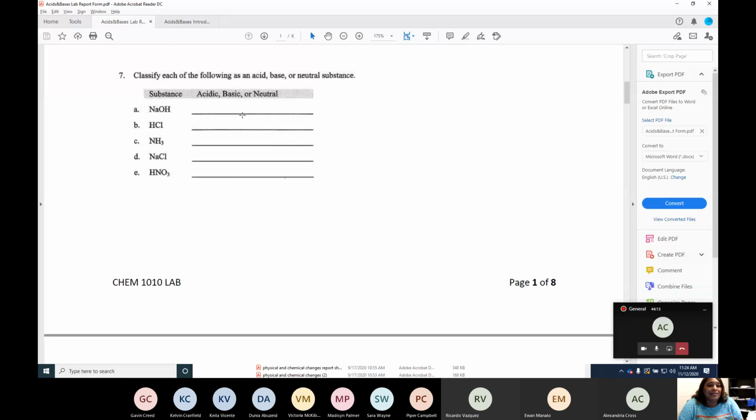It contains a hydroxide polyatomic ion. And strong bases are known to all have one or more hydroxide ions in their formula. HCl is an acid, one of 7 strong acids, whereas ammonia, NH3, is a weak base. Sodium chloride would be a neutral ionic compound. And HNO3 is also nitric acid, which is also one of those 7 strong acids.